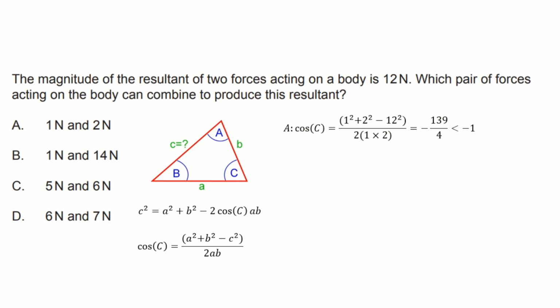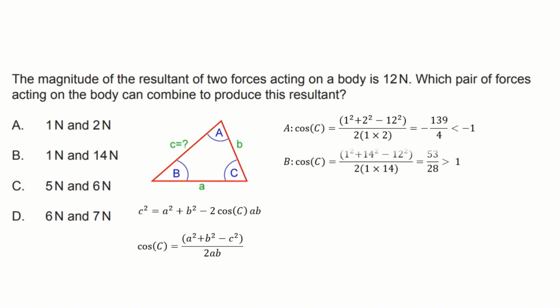So I take the example here with A. If I use those numbers 1 and 2, remembering, of course, that C squared here, that's my resultant, is 12, I'm going to have 1 squared plus 2 squared minus 12 squared over 2 times AB. It's going to give me minus 139 divided by 4. Now, that is less than -1. So cos of C cannot be less than -1, and as such, this is not a valid pair of forces.